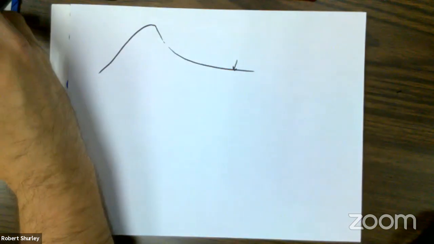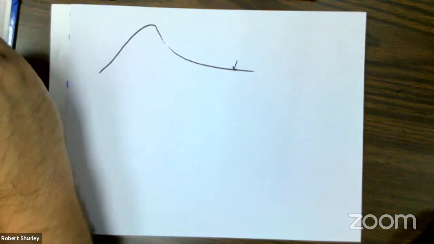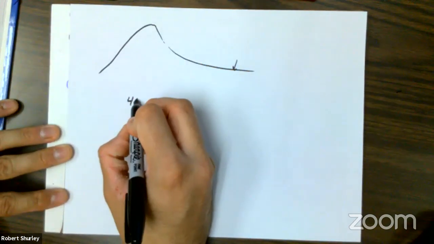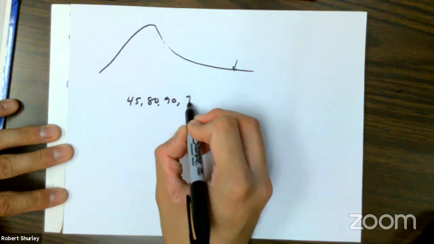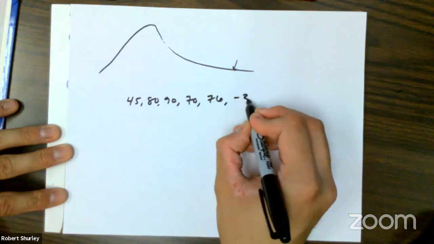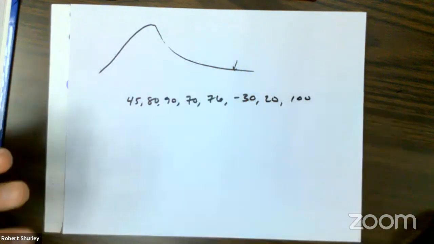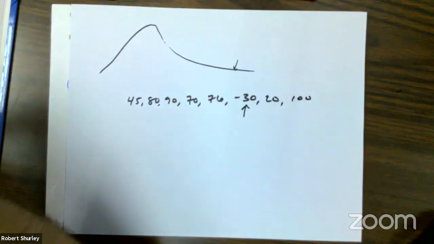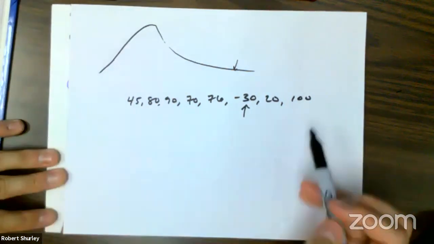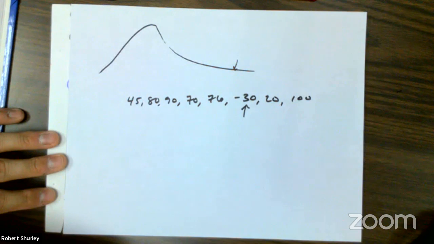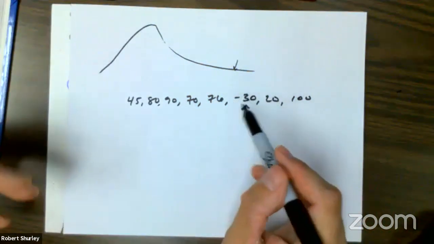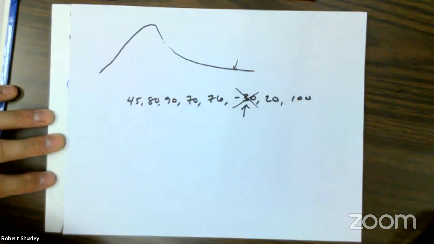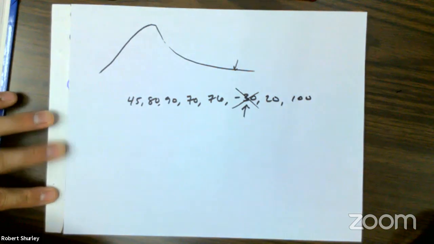But if you had an outlier that doesn't make any sense, like if I was inputting grades for a test and I had 45, 80, 90, 70, 76, and then negative 30, 20, 100, we might find that negative 30 is an outlier. For this example, what happened was I probably messed up and put a negative sign there. So I need to go back and see if I messed up in inputting. What was the actual score? If I can't find the actual score, I just need to get rid of that data point, because negative 30 is not a test score.